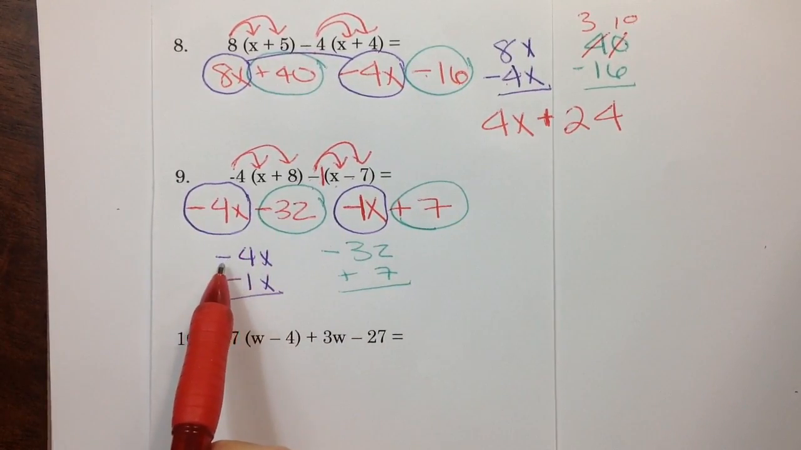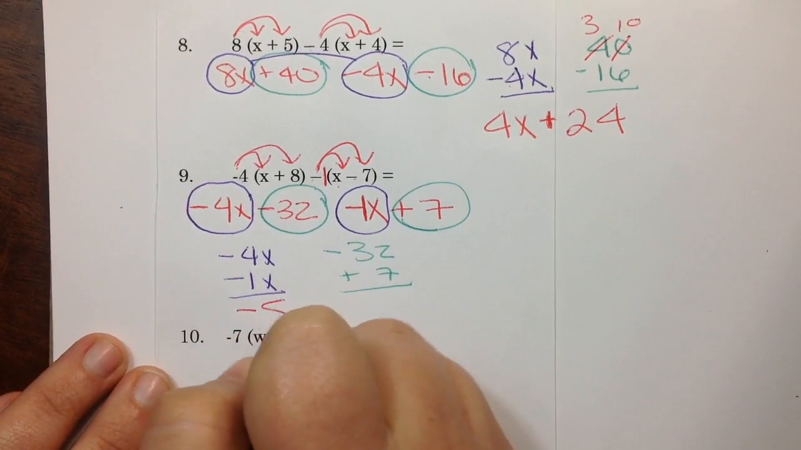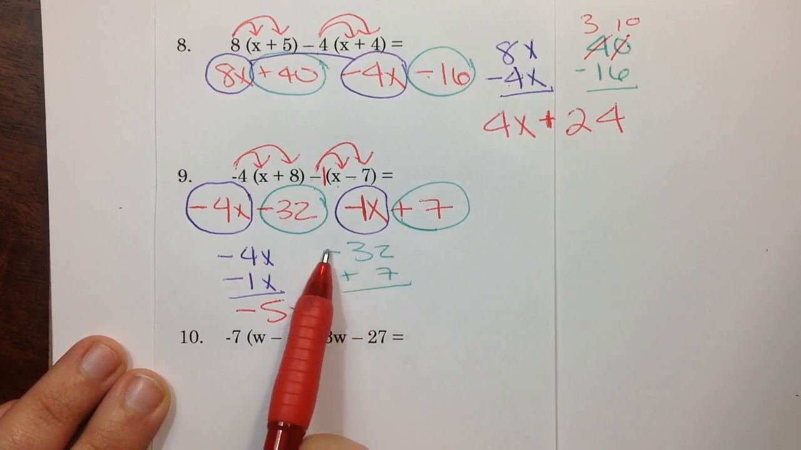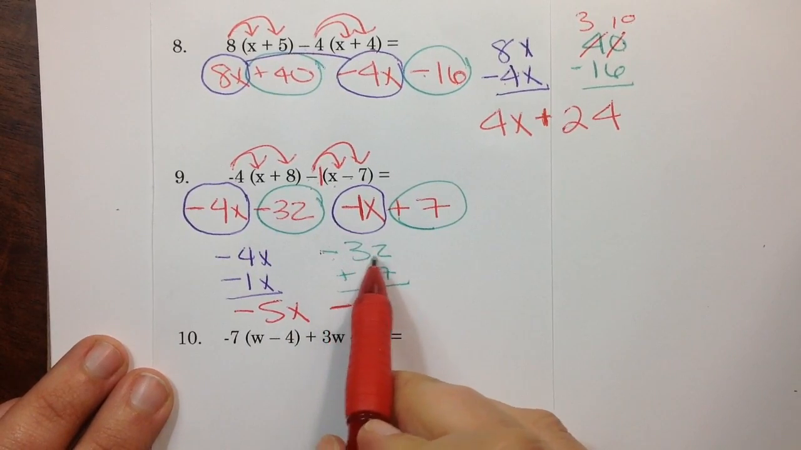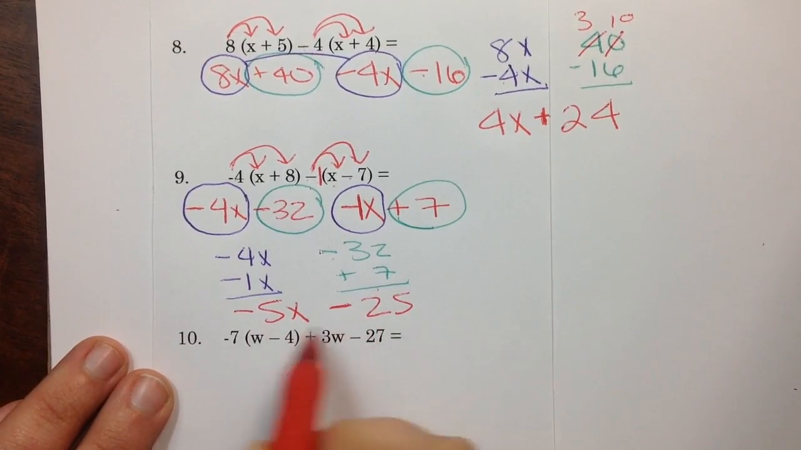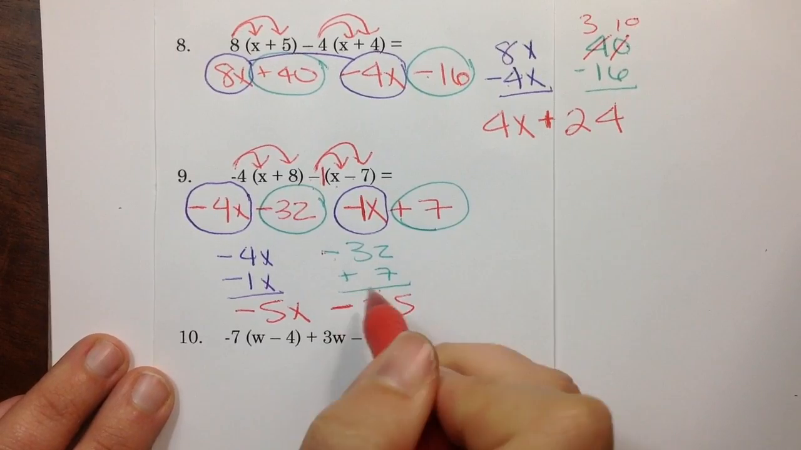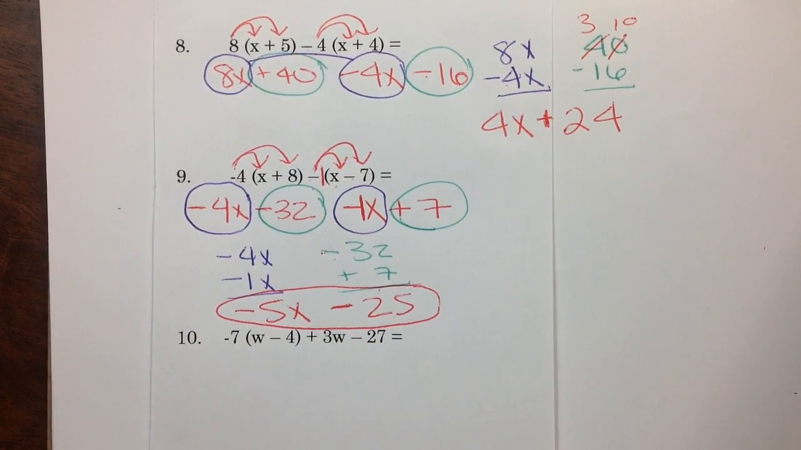So this is saying I lost 4 things, I lost another thing. So that means I lost a total of 5. The 32 is bigger, so my answer is going to be negative. And then I can just subtract 32 minus 7, and I'm going to get 25. So this would be my final answer. Negative 5x minus 25, or you could say negative 5x negative 25.